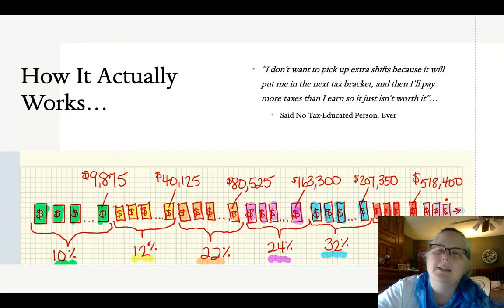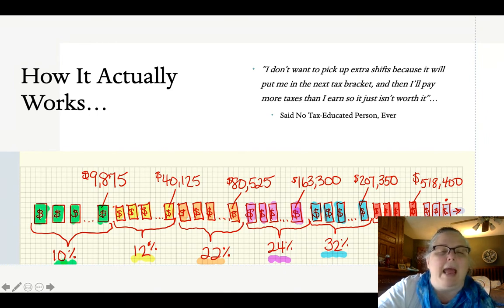Now, it doesn't mean that they ought to take the extra shifts if they value their leisure more than they would value the after-tax dollars they would keep as a result of it. That's a completely legitimate statement. But saying that it'll suddenly make them pay more taxes so they'll earn less, it's not right.